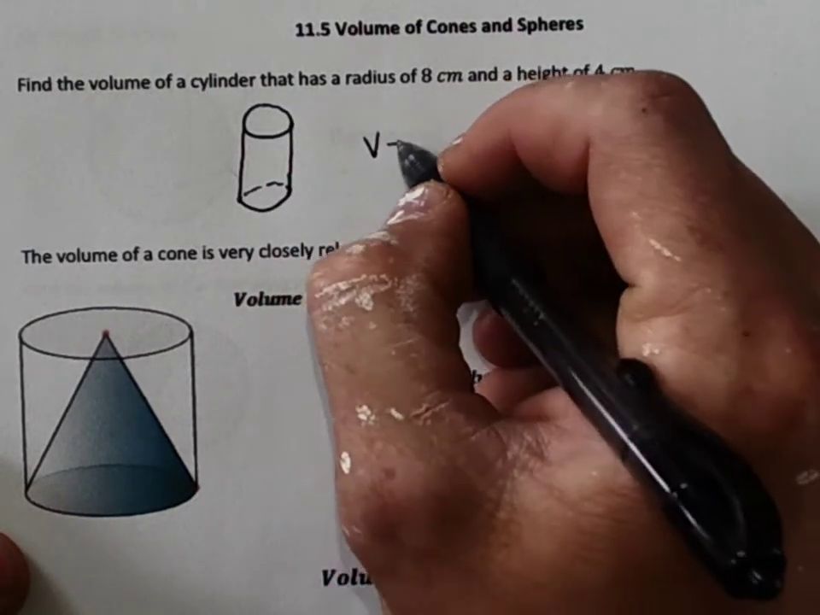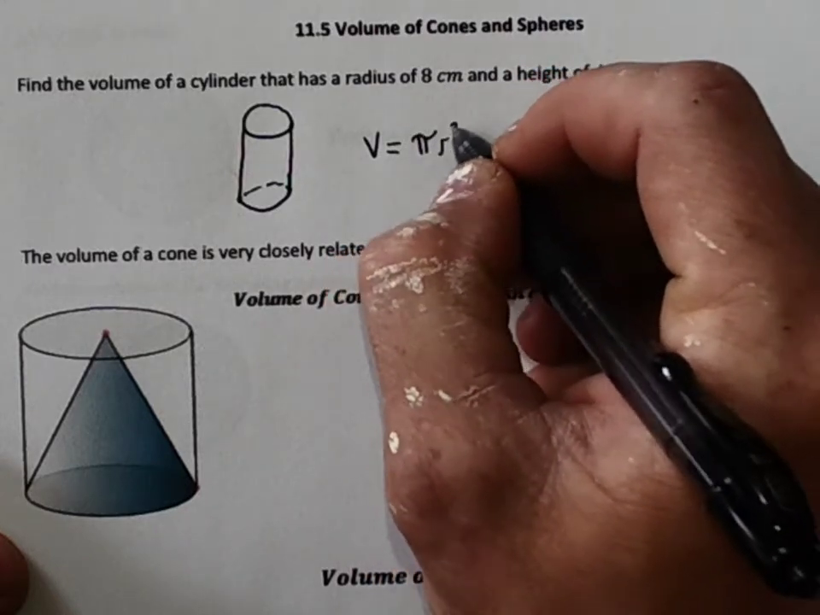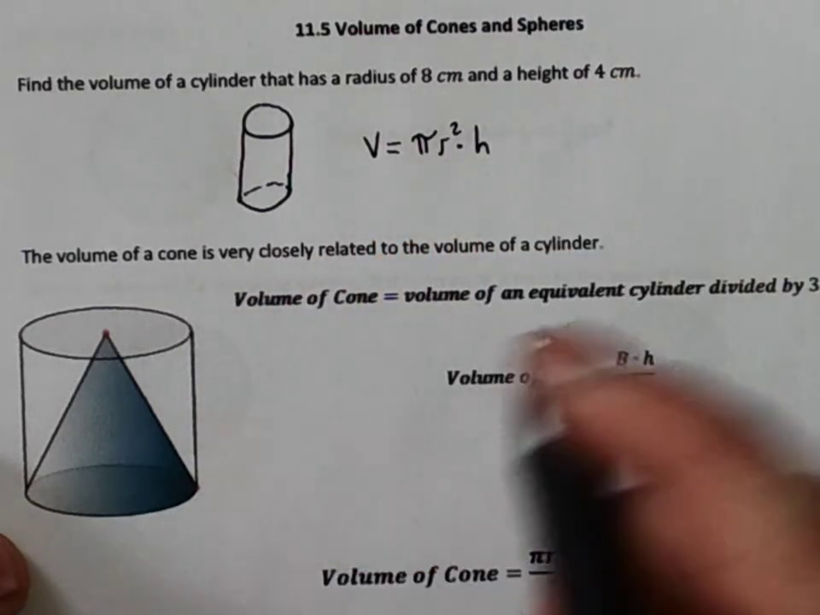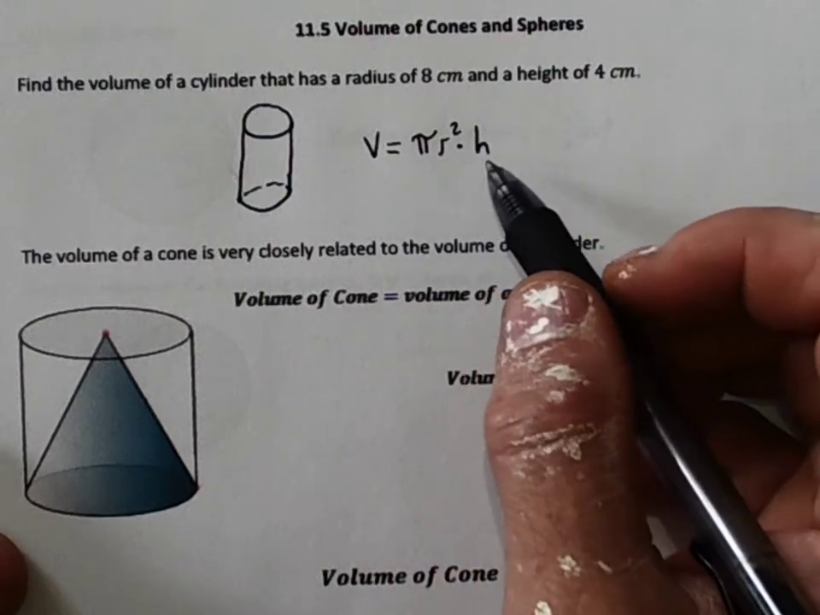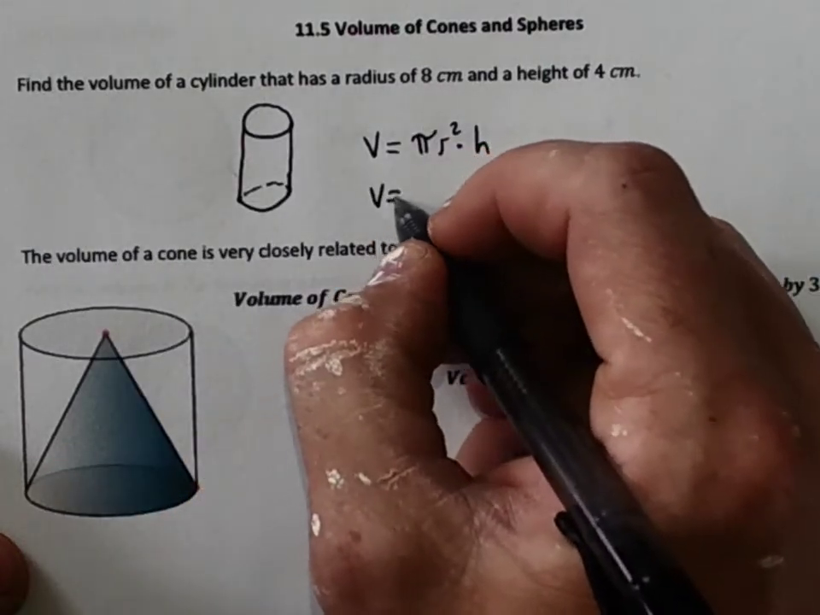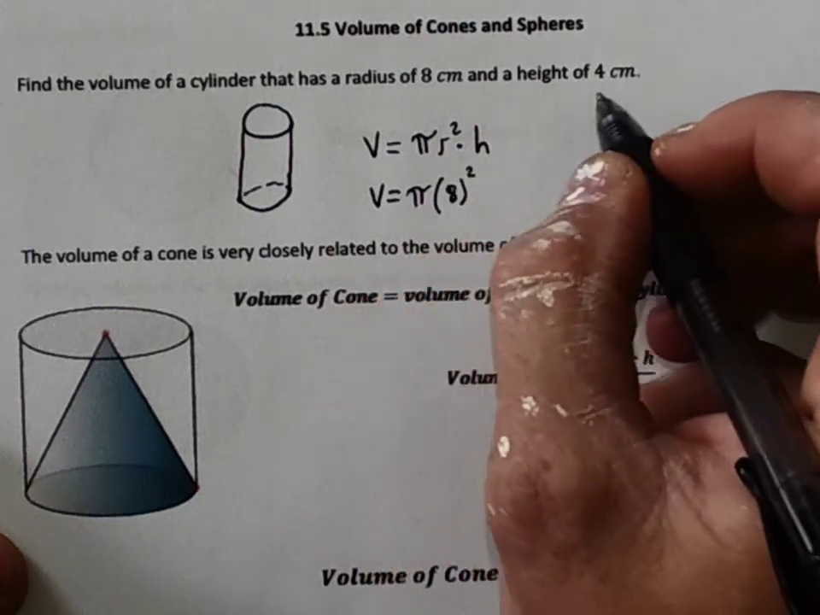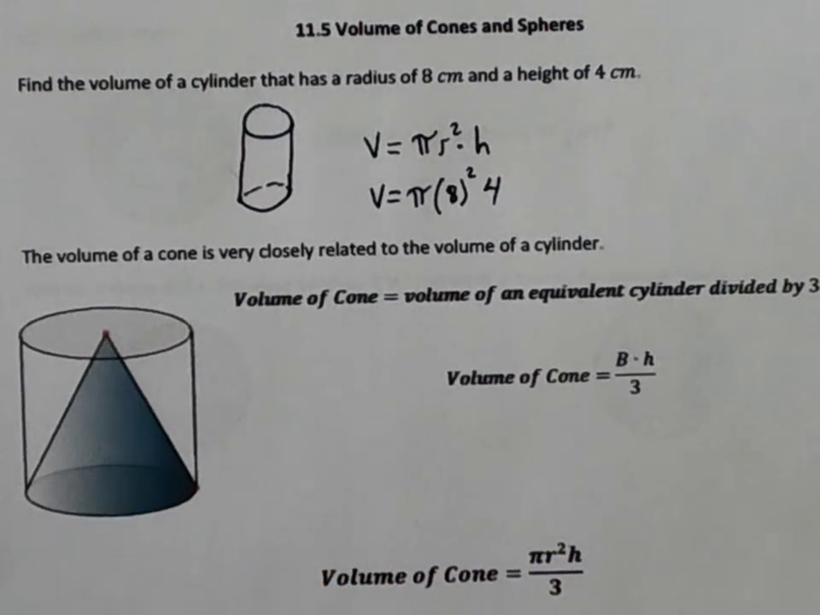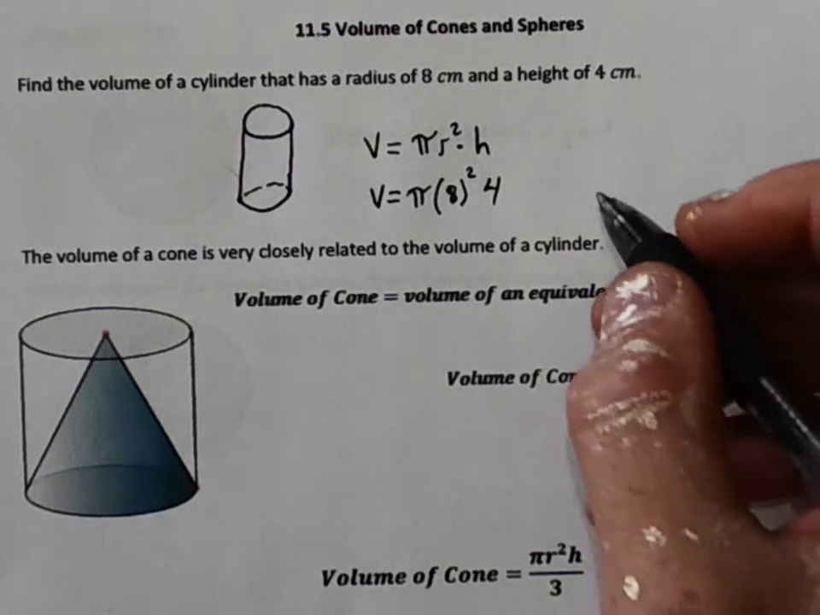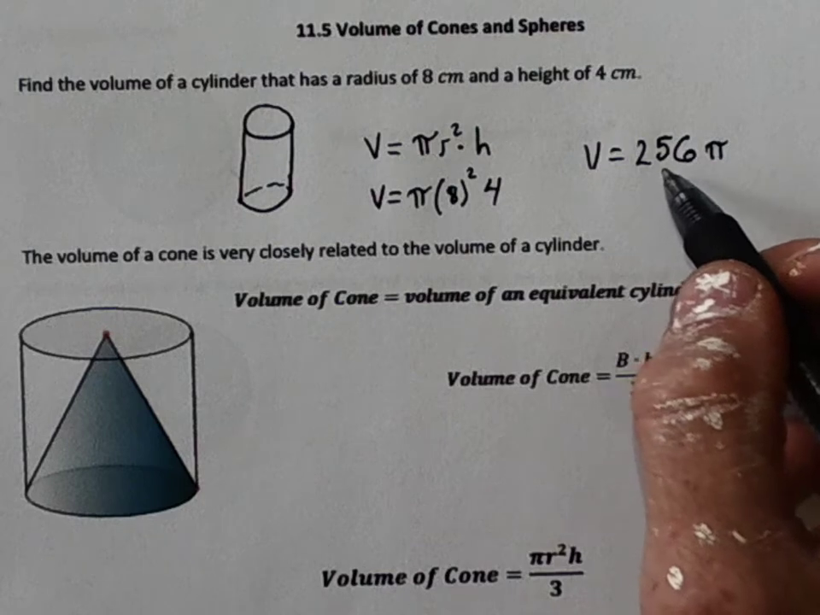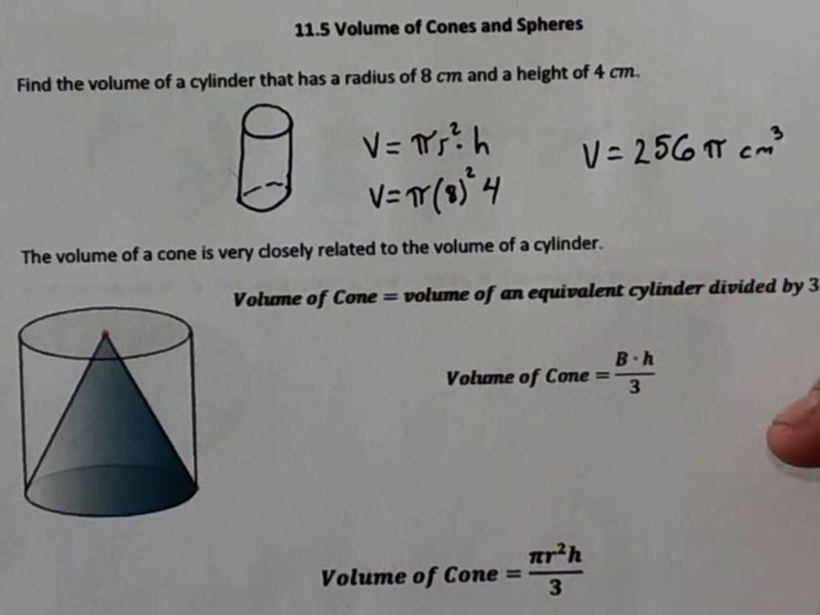The volume of a cylinder is you take pi r squared, which is the area of the bottom, and then you multiply it by the height, okay? So we're going to take this pi r squared and multiply it by h. So the volume of a cylinder that has a radius of 8 would mean we would plug in a radius of 8 and a height of 4. 8 squared is 64, and 64 times 4 is 256. So the volume of this cylinder would be 256 times pi, and that'd be in centimeters cubed.